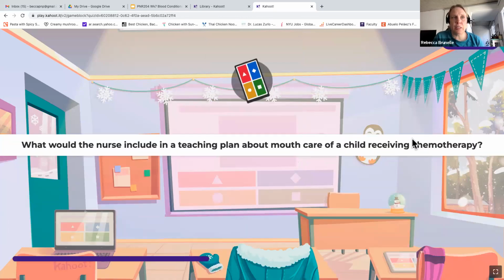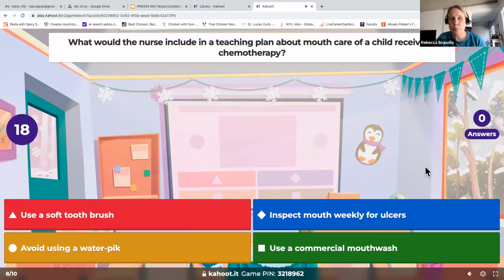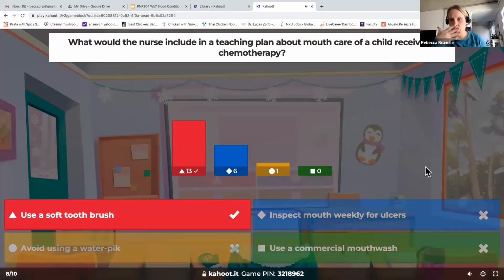So what would the nurse include in a teaching plan about mouth care for a child receiving chemotherapy? Use a soft toothbrush, avoid using a water pick, inspect mouth weekly for ulcers, or use a commercial mouthwash. Right. So when they're undergoing chemotherapy, they're at a lot of risk for breakdown ulcers in their mouth. So you want to make sure they're using a soft toothbrush. They can use a water pick. They don't use a commercial mouthwash. If anything, they have something that calms their gums that they have a prescription for. And you're going to look for ulcers a lot more often than weekly.